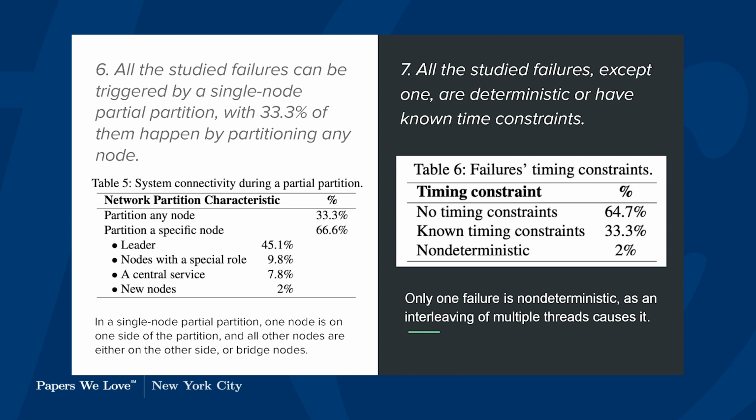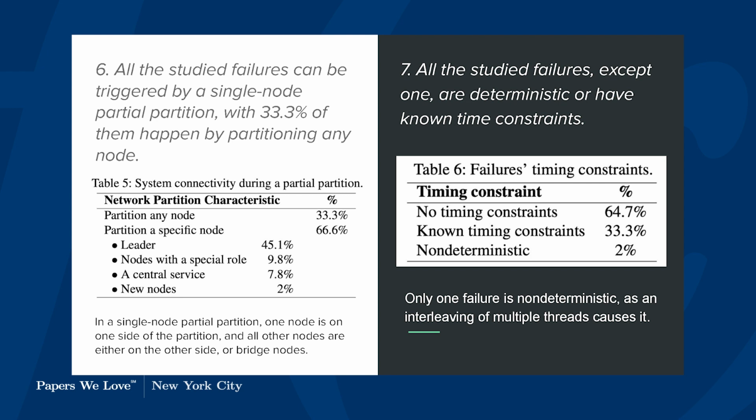All the studied failures can be triggered by a single node partial partition, where a third of them happen by partitioning any node. So in a single node partial partition, one node is on one side of the partition, and all the other nodes are on the other side or are bridge nodes. Bridge nodes are nodes that can still talk to the entire network. So you can partition any node, and that's one third of the issues. If you partition specifically the leader, that's 45% of the issues. And then there are nodes with a special role and special central services. We talked about that with the last paper, like ZooKeeper and MongoDB processes, things that have very special roles in the cluster. If you partition them, your cluster gets into a bad state.